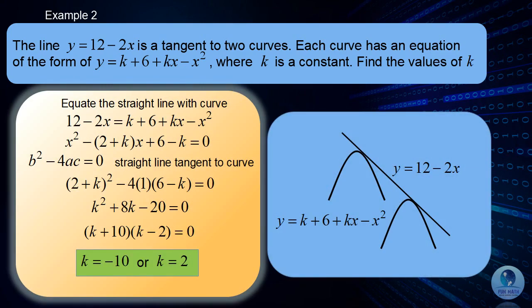First, you need to equate the straight line with the curve, and you get 12 minus 2x equals k plus 6 plus kx minus x squared. Rearrange this equation, you get x squared minus (2 plus k)x plus 6 minus k equals 0. Since the straight line is a tangent to the curve, therefore b squared minus 4ac equals 0. Substitute all the corresponding values and you get the final answer k equals -10 or k equals 2.